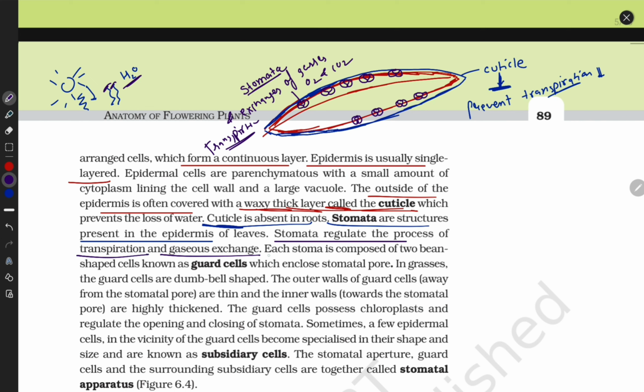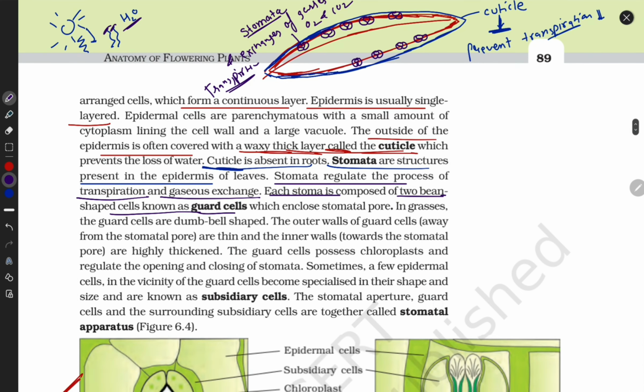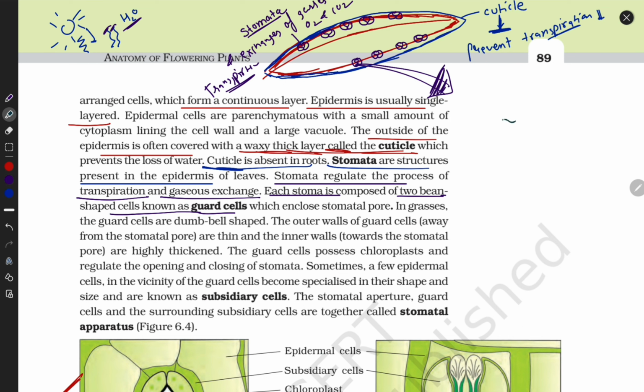Each stoma is composed of two bean-shaped cells known as guard cells. I am drawing the stomata here. These are the guard cells. They are bean shaped. Why are they green? Because they contain chloroplast, which contains chlorophyll and is useful in photosynthesis. And this is the stomatal pore.